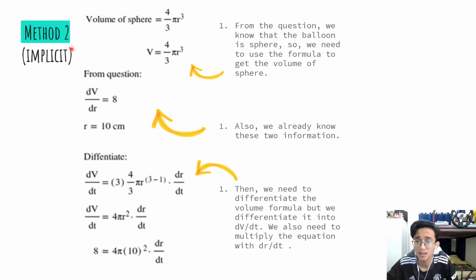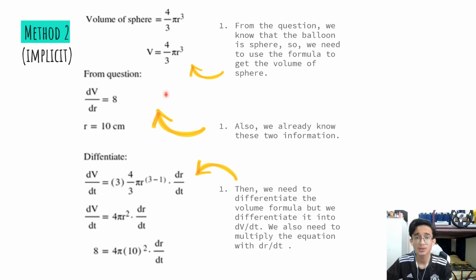Assalamualaikum. My name is Umar and today I will explain how to solve this problem using method 2, which is implicit. Firstly, we know that the balloon is a sphere, so we need to use the volume of a sphere, which is this one. From the question, we also have dV over dt, which is 8, and the radius is 10. So we have a lot of information and it's easier to solve this problem.